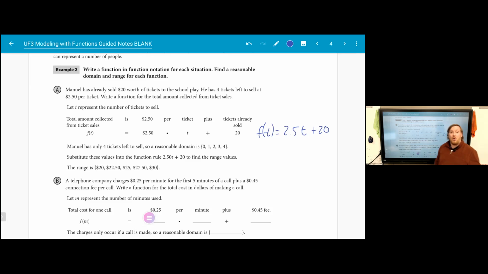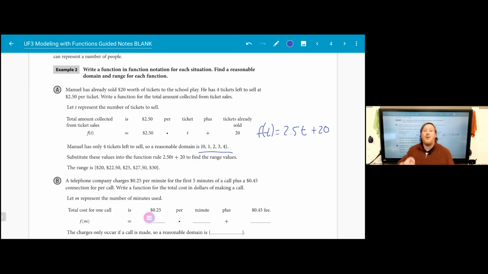And let's think about the domain. That's our independent variable, our T. He's only got 4 tickets left. Can he sell negative tickets? No. Can he sell 5 tickets? No, he doesn't have 5 tickets. Can he sell half a ticket? That's not how tickets work. So he could sell 0, 1, 2, 3, or 4 tickets.